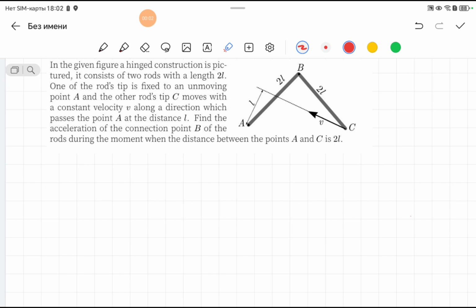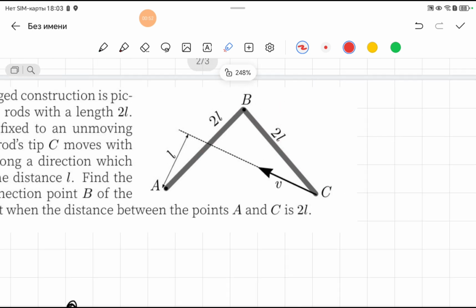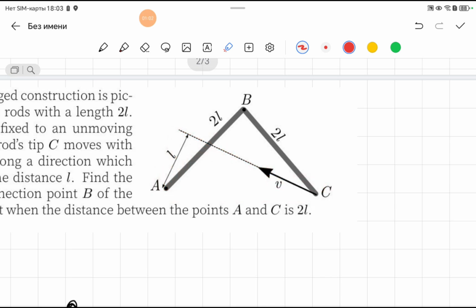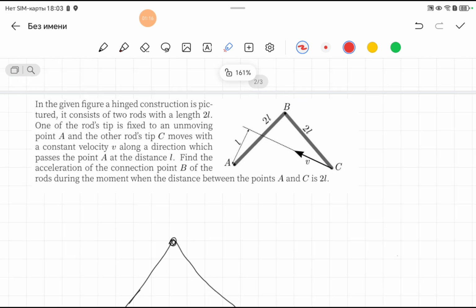Let's consider our triangle of rods. All its sides are equal to 2L and the angles are 60 degrees, since the triangle is equilateral. Now, let's consider the triangle formed by the velocity v, the side L, and the base of the larger triangle. Since the base of the triangle is twice the length of the leg, the angle opposite this leg is 30 degrees. Thus, the angle between the velocity v and the rod is 30 degrees.